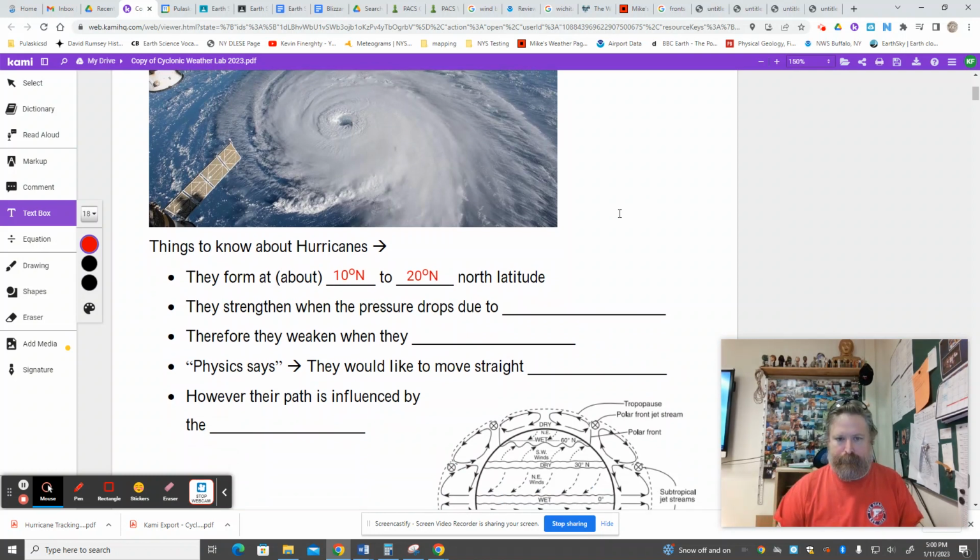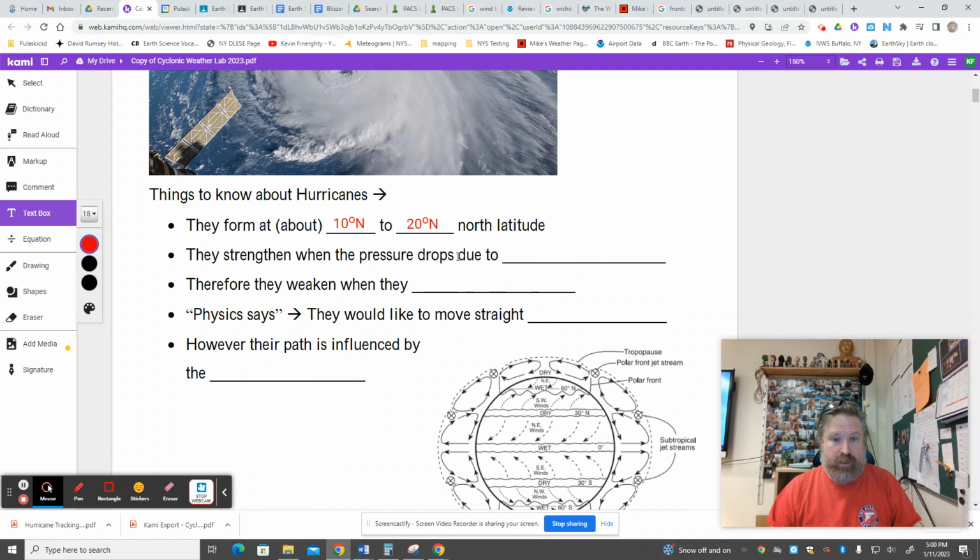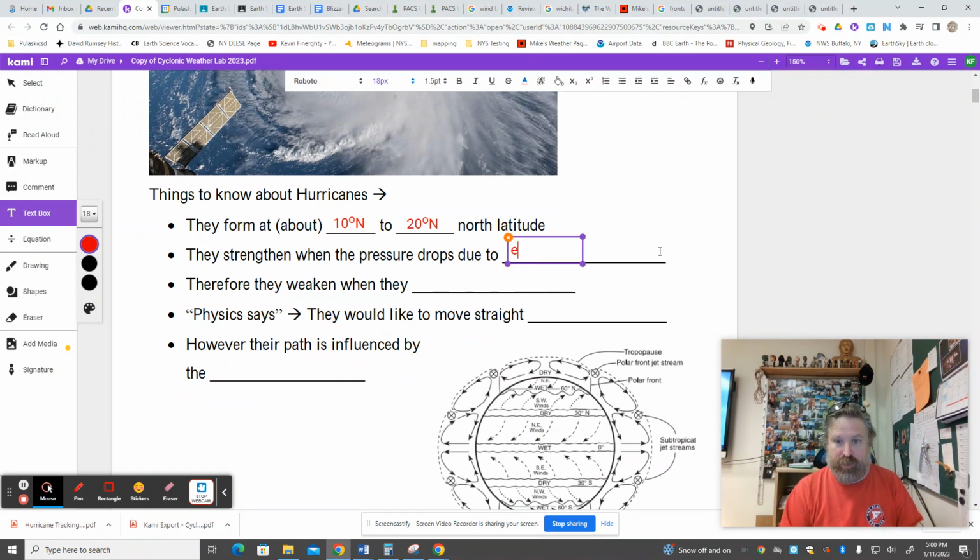And they need warm water. They strengthen due to warm water. We're going to say that in a minute here. So you can't form them too much further north of that either. That tends to be the belt where they start. They strengthen, there you go, when the pressure drops due to evaporating warm water.